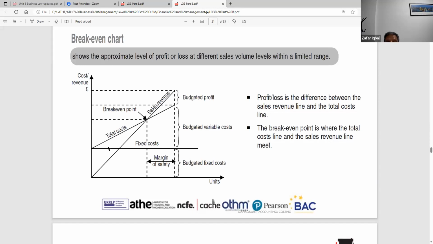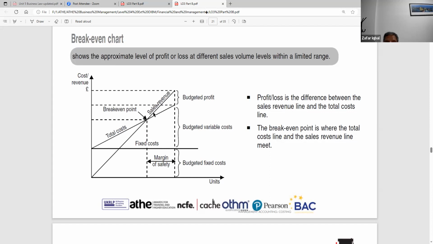The variable cost is this one here, which goes up and down in line with the number of units produced. The more you produce, the more it will cost. The less you produce, the less it will cost. So the variable cost goes up and down, but the total cost will always increase, because the fixed cost stays the same. Total cost equals fixed cost plus variable cost. The break-even point is where the total revenue equals the total cost. Total revenue minus total cost equals zero.